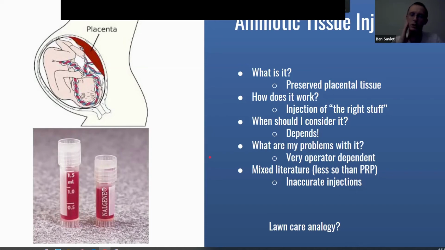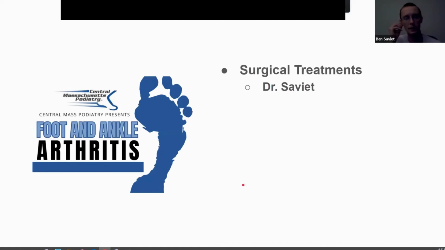This is something we do a lot of. It comes in such a small vial. We're talking about 1 to 1.5 milliliters of this liquid that we inject into an area. We use that under ultrasound guidance, which is why we're so darn effective with it.